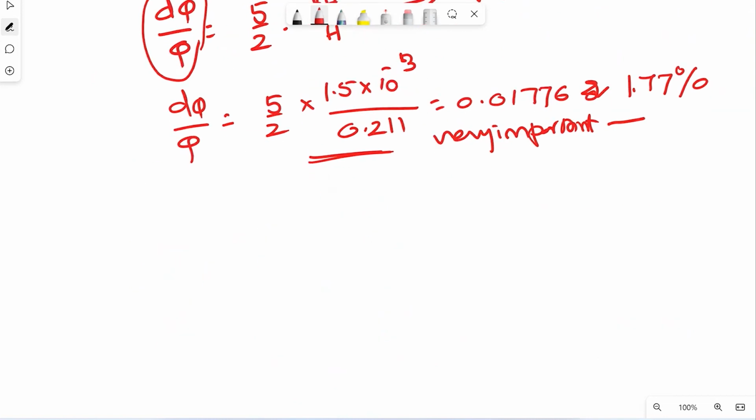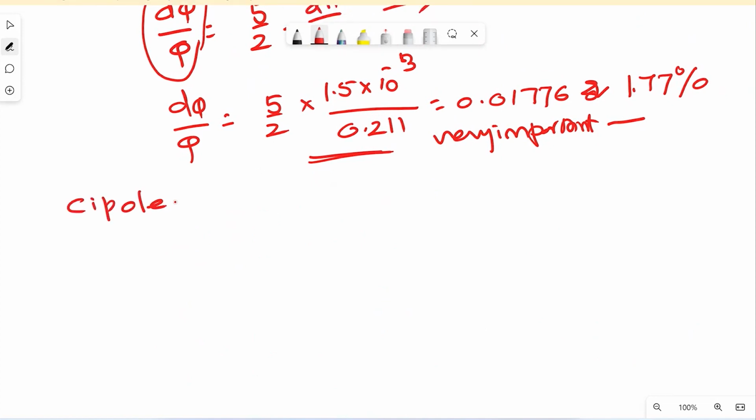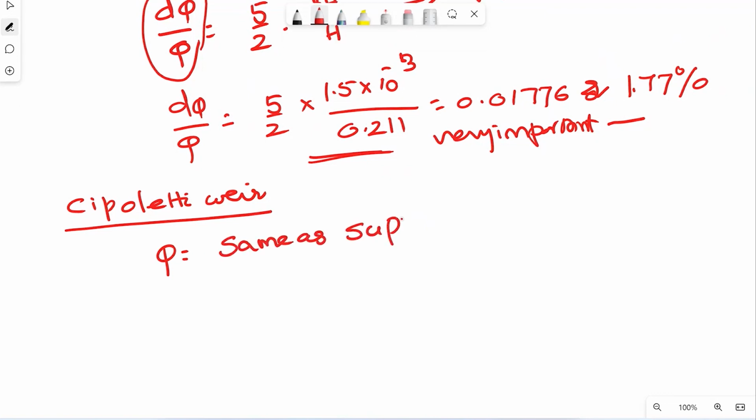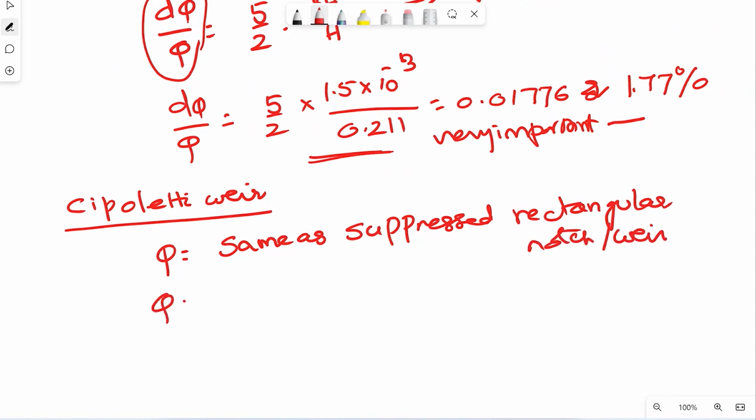And once more, I mentioned at one place while talking about the trapezoidal notch, what is a suppressed weir? Suppressed weir discharge is the same as a suppressed rectangular notch or weir. So Q is equal to 2 by 3 L root 2g H to the power of 3 by 2. So any suppressed weir problem you can solve like this.